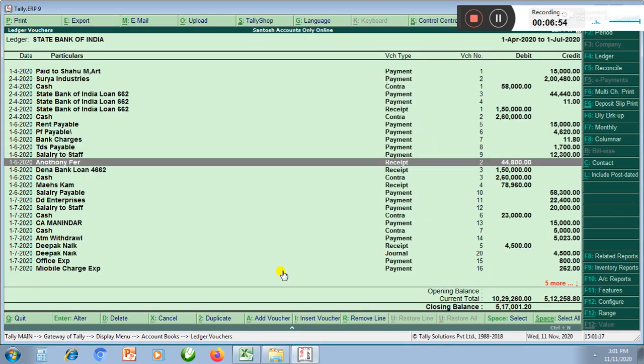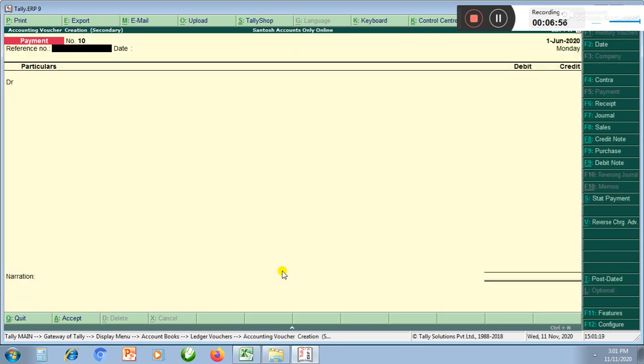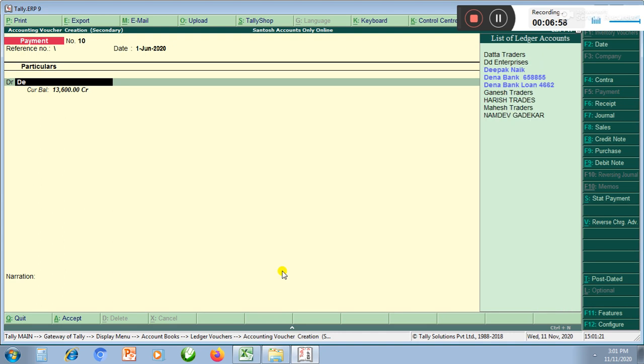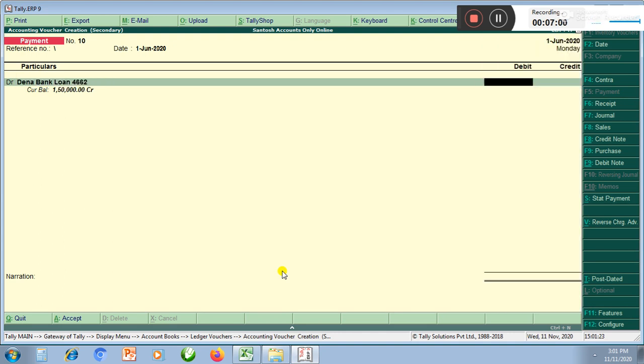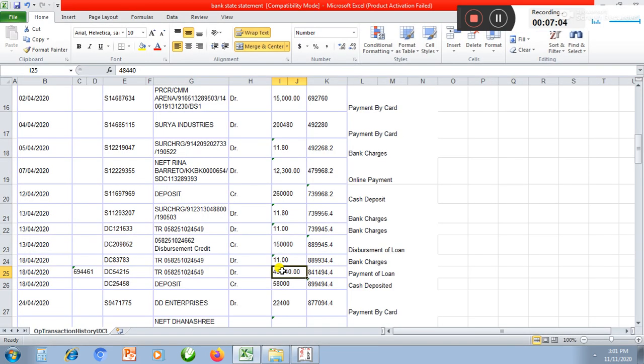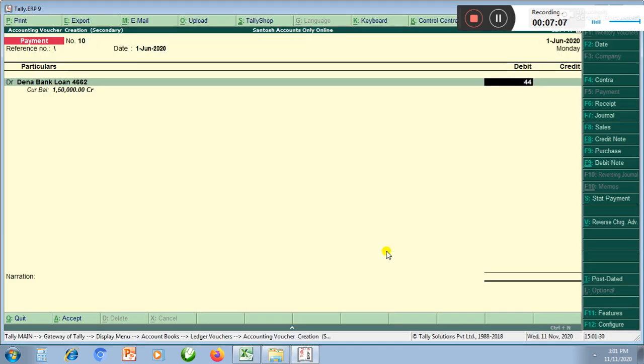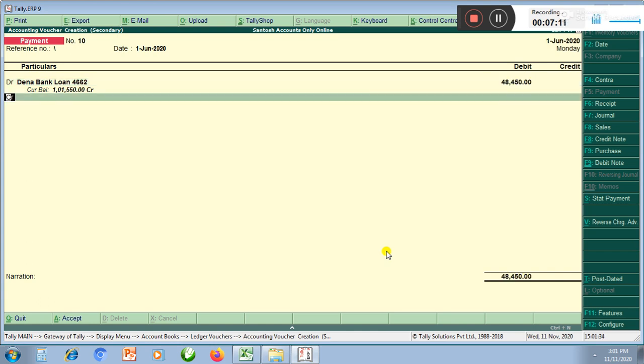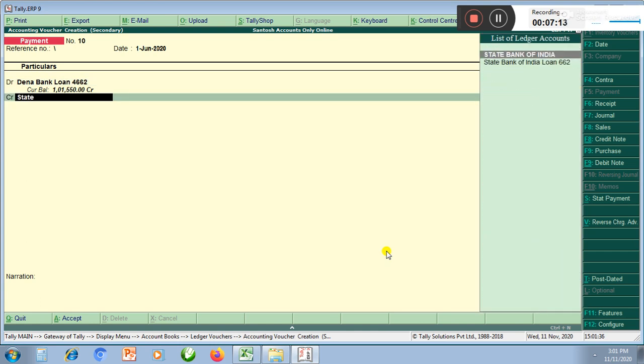So I'll say Alt A. Payment I'll go. So Dena Bank loan. Dena Bank loan account debit. How much is it? It is 48,450. 48,450. And credit will be State Bank of India.